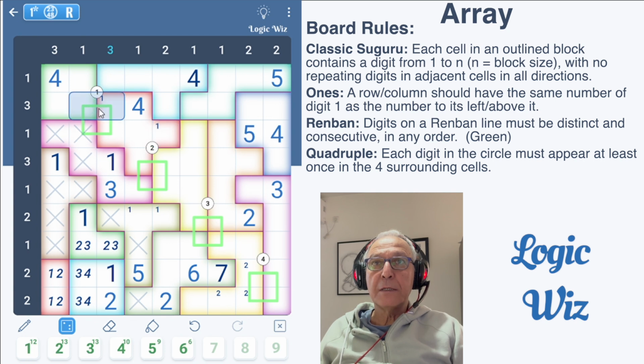Okay, let's look at this Renban line. One of the digits here must be 1 to 4 because of this block over here. This one has to be 1 to 6 because of the size of the block, and also this one. Both of those have to be 1 to 6, which basically means that we must have 4 in order to achieve 4 consecutive digits. So since 4 cannot be here, 4 cannot be here, this cell must be a 4.